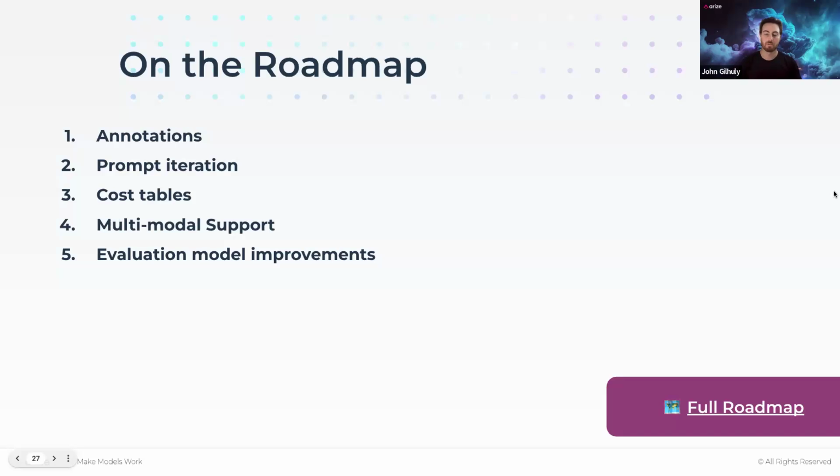And then evaluation model improvements is a continual thing that we're always going to be thinking about to some degree: how do we continue to improve the evaluation process? Are there improvements we can make to the models that are used to evaluate? That's an area we're looking into as well. So those are some of our immediate term priorities. Again, check out our full roadmap. There's a bunch more information there.